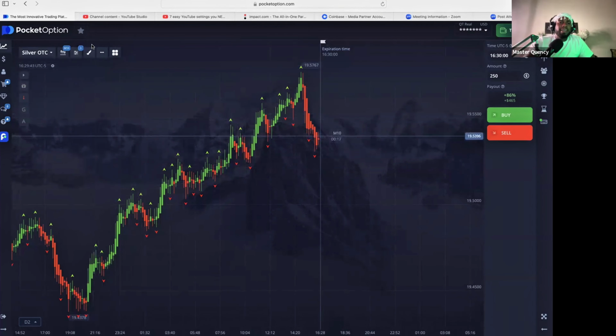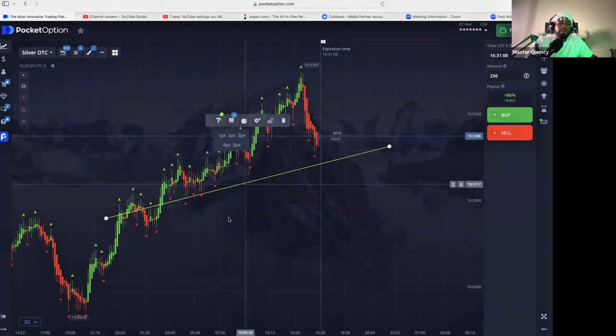First, you want to be able to identify where is the trend line. So you want to go over here where these icons are, click drawings. That's their drawings. And then you want to click the trend line. After you click the trend line, I kind of want to make it darker. You can kind of do these how you want.